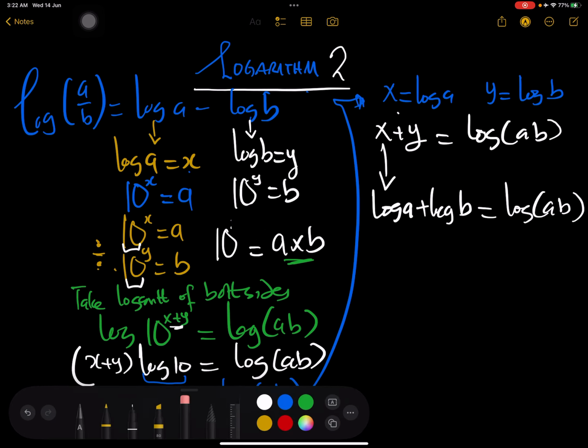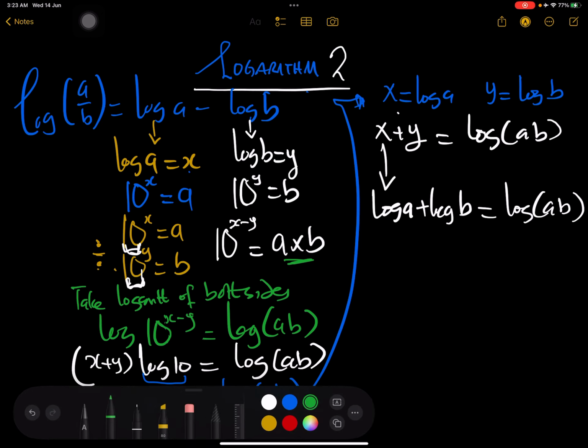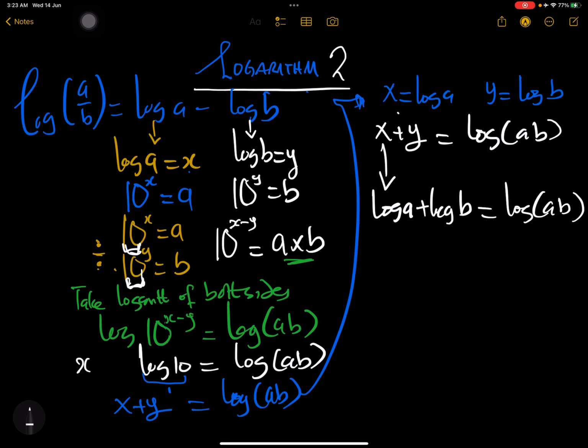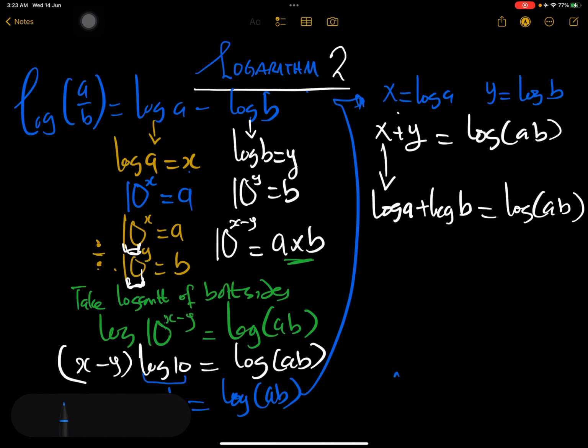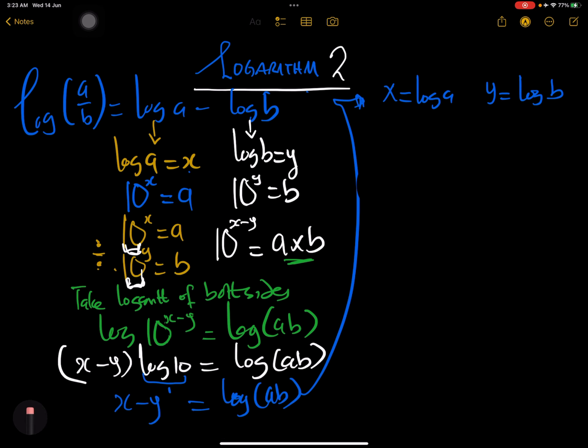Here is going to be x minus y, because if the bases are the same and you're dividing, we normally subtract the exponents. If you take log of both sides, the x plus y is going to be x minus y. Sorry about the confusion. Here is also going to be x minus y, and this is also going to be x minus y.